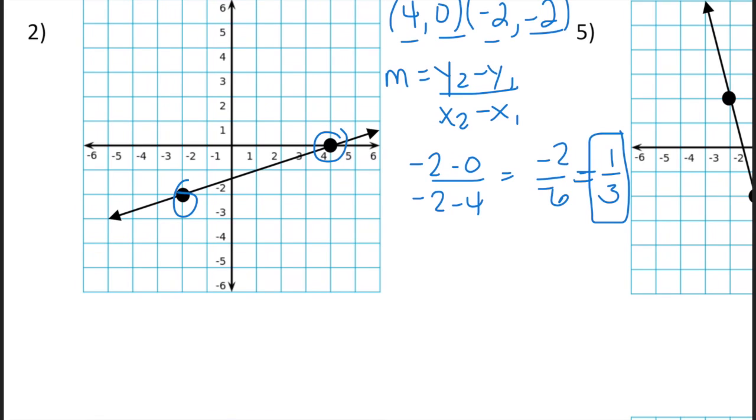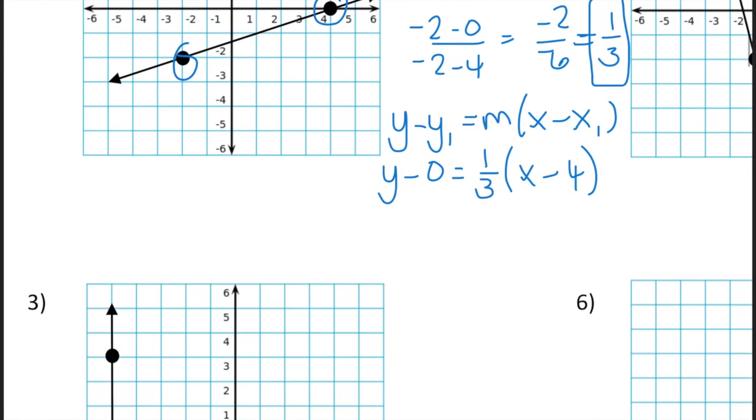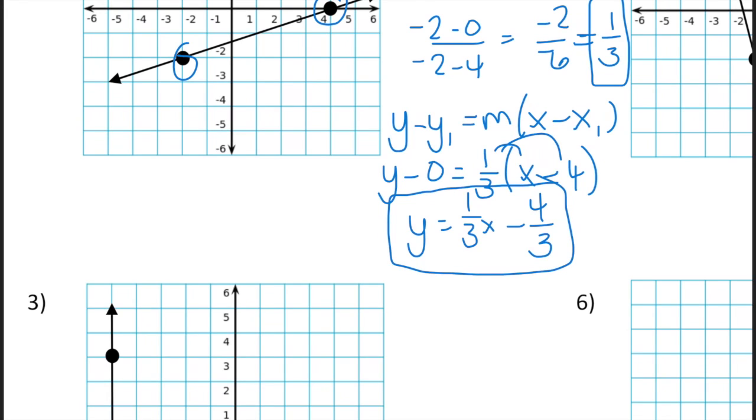Now, what we can do is we can take the slope and put it into our point slope formula. y minus y1 equals m times x minus x1. So y minus, and we can use either point. I'm going to use the point with the positive numbers because then I don't have to deal with negatives. y1 is 0. Slope is 1/3. x minus, and x1 is 4. And then I just simplify. y minus 0 is y. 1/3 times x is 1/3 x, and 1/3 times negative 4 is negative 4/3. Here is our equation.